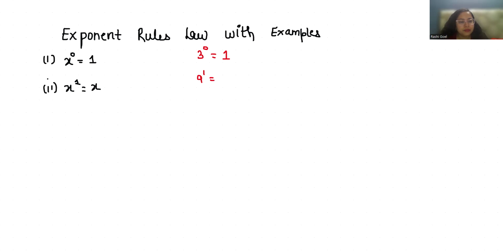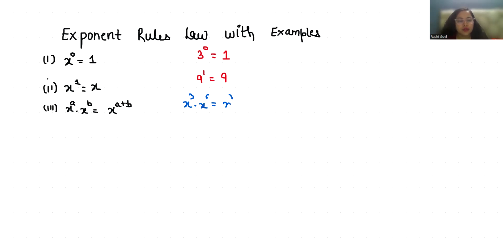Third rule, x power a times x power b is equal to x power a plus b. Which means if x power 3 times x power 5 is given, we can write x power 3 plus 5, which is x power 8.